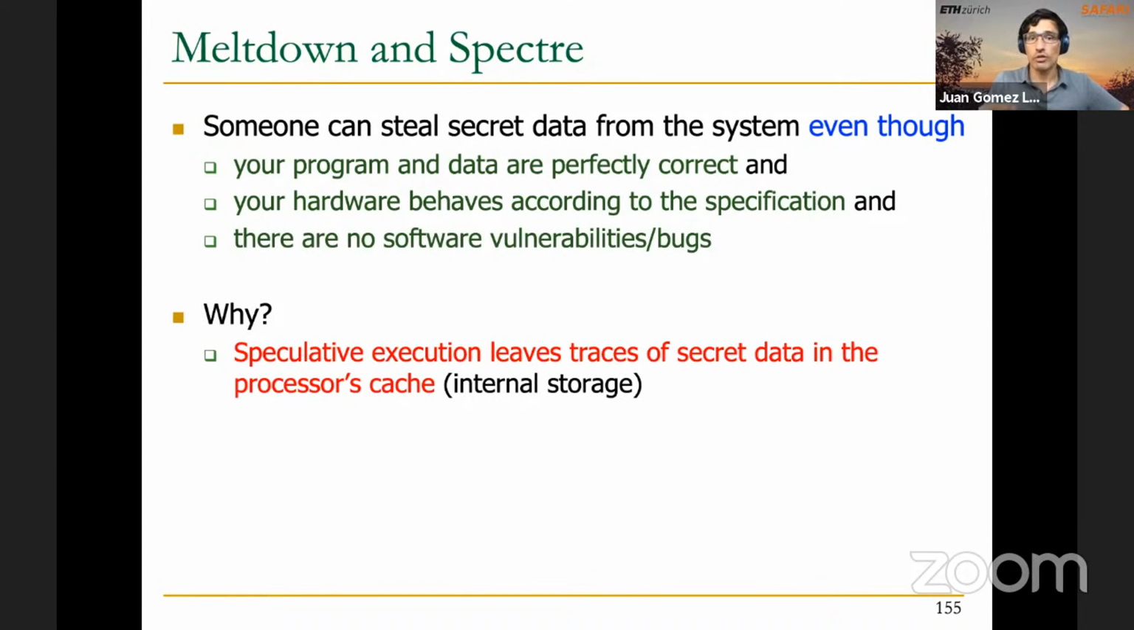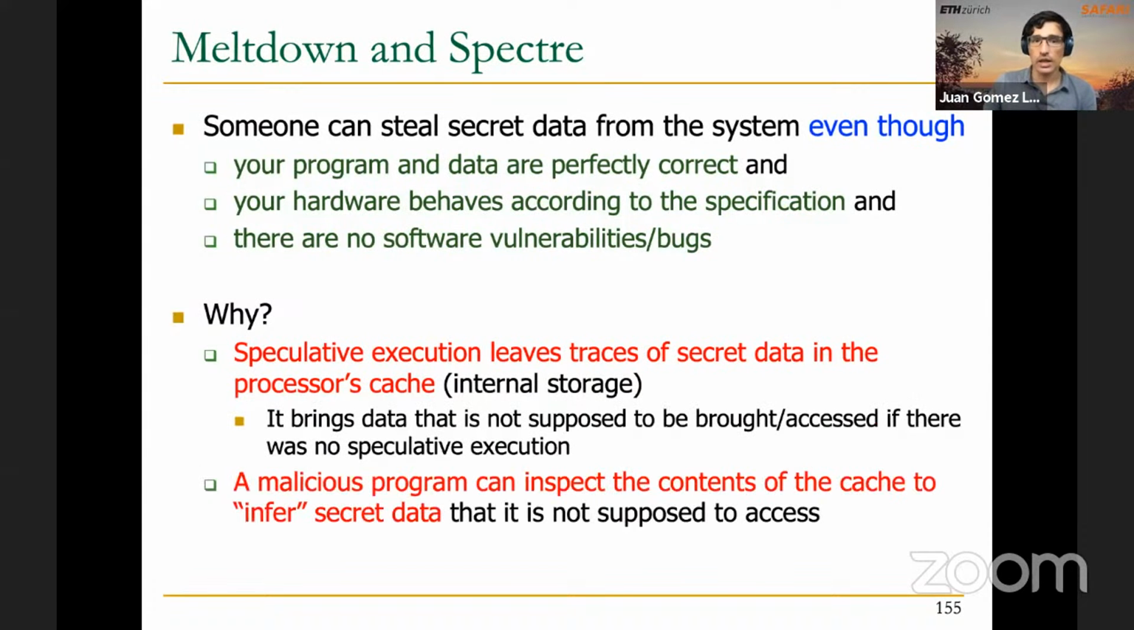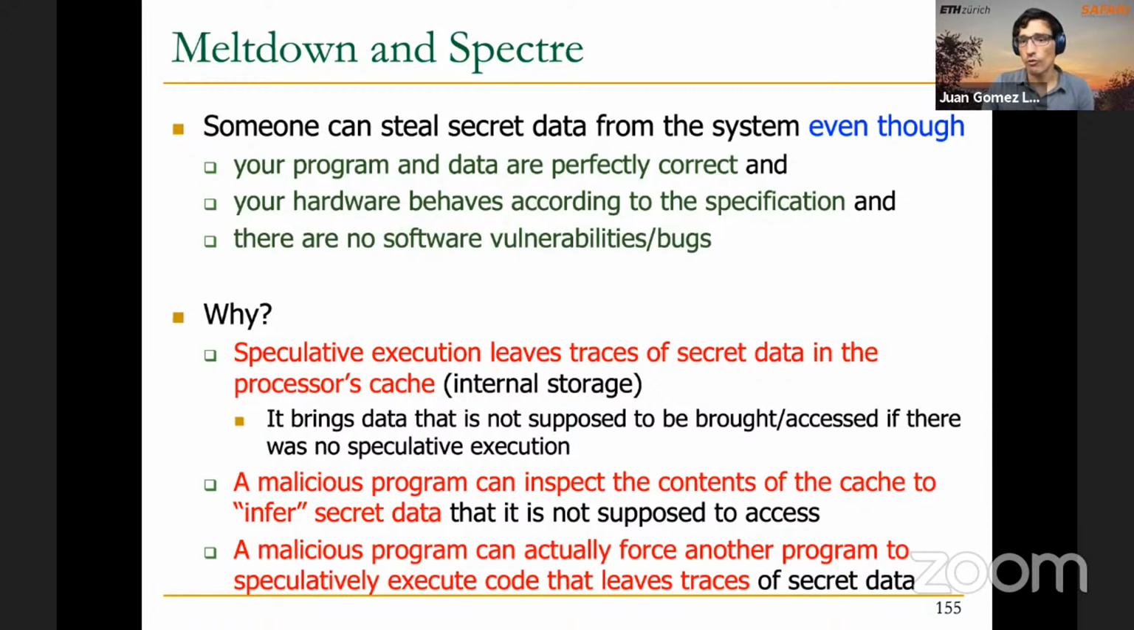But because computers have been designed over the years for higher performance without taking security into account, without guaranteeing security, very efficient techniques, especially speculative execution, have been proposed. But the problem with speculative execution is that it leaves traces of secret data, and an attacker can have access to this secret data that somehow leaves a trace in the cache, right? There are ways for the attacker to infer the secret data that resides in the cache. And even a malicious program can force another program to speculatively execute code that leaves traces.